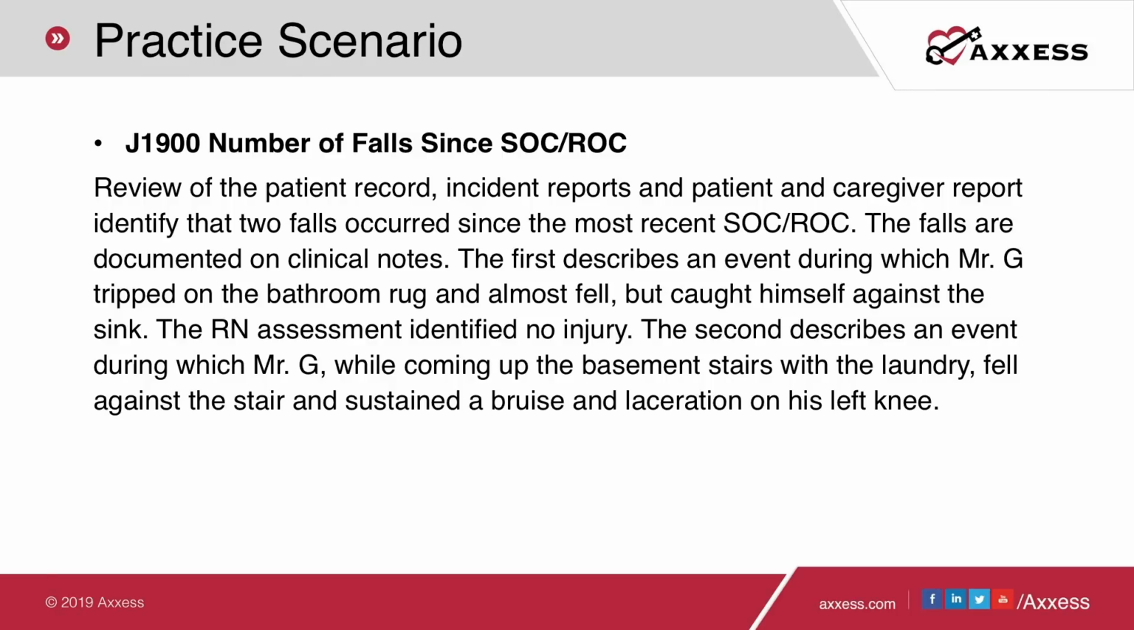In this particular event, we review the records and do our interview and find that Mr. G tripped on the bathroom rug and almost fell, but caught himself against the sink. The RN assessment identified no injury. The second describes an event during which Mr. G, while coming up the basement stairs with the laundry, fell against the stairs and sustained a bruise and a laceration on the left knee. So in this case, we have two falls. How would you code J1900 in this case?